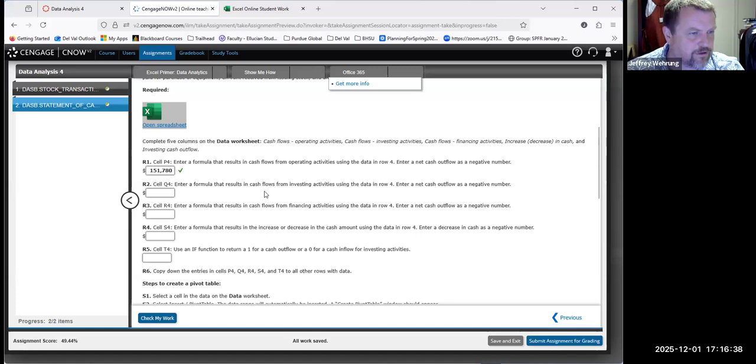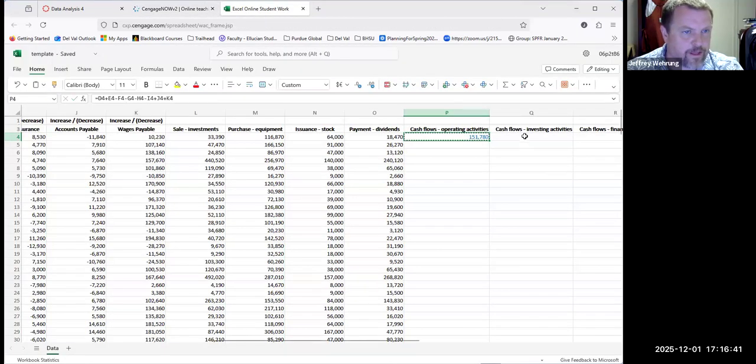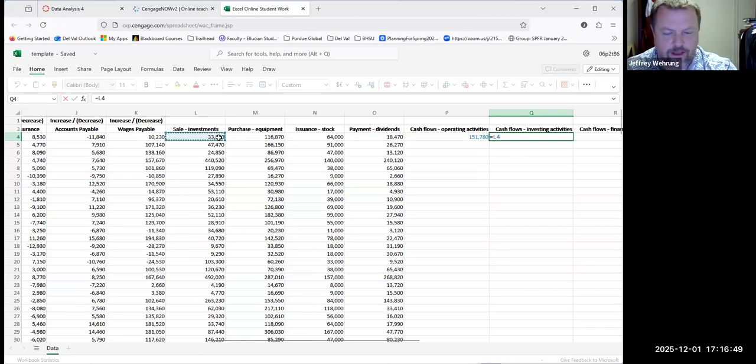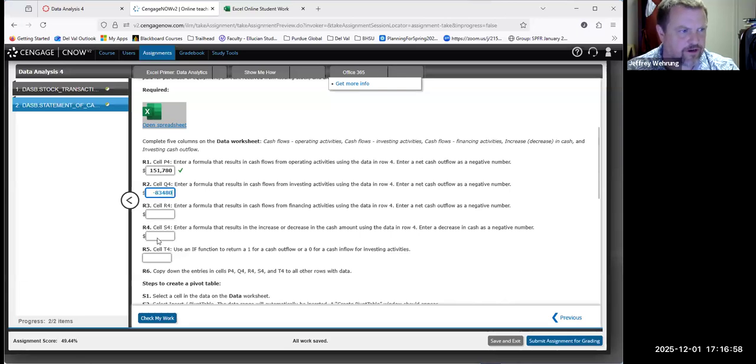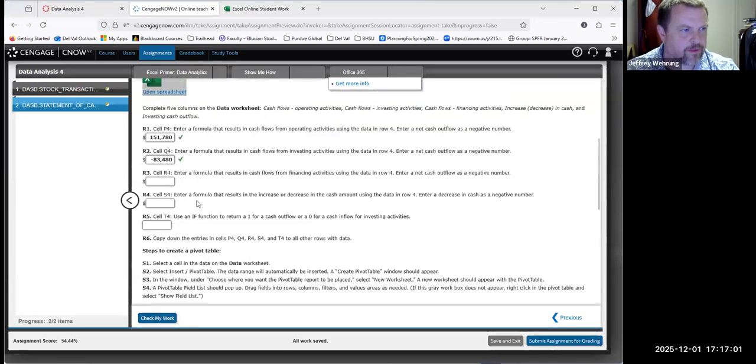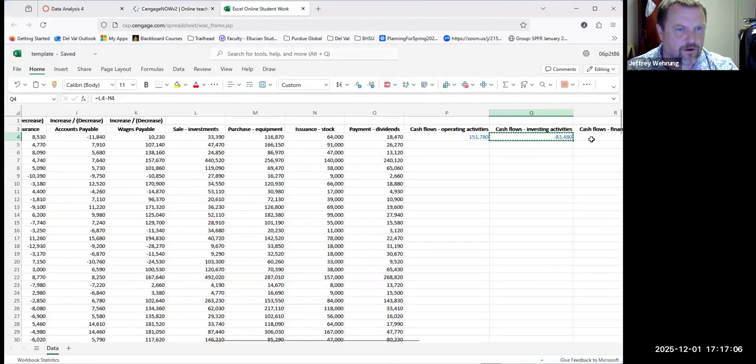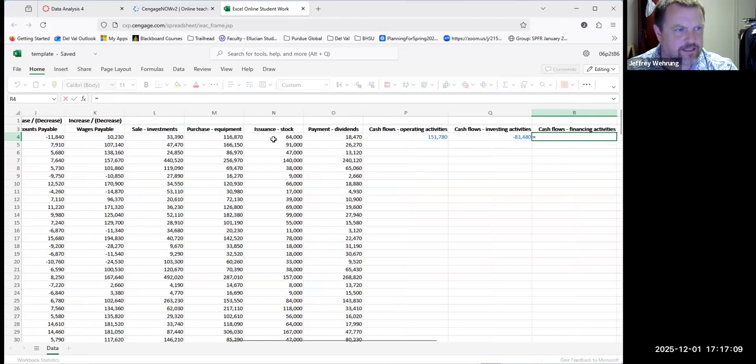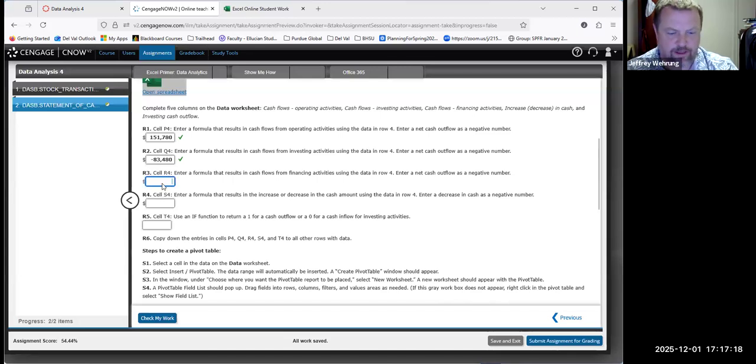Okay, Q4, enter a formula that results in cash flow from investing activities. So cash flow from investing activities, this should be pretty easy. We don't have that many. If we sell investments, that's a positive. And if we buy investments, it's going to be a negative on our cash. There we go. Check it, make sure we got our signs right. Okay. R4, enter a formula that results in cash flow from financing activities. Financing is easy, right? We issue stock or we pay dividends. Positive if we issue stock and negative if we pay dividends.